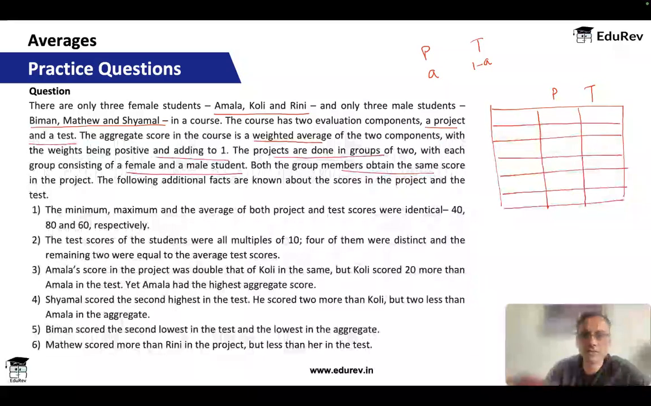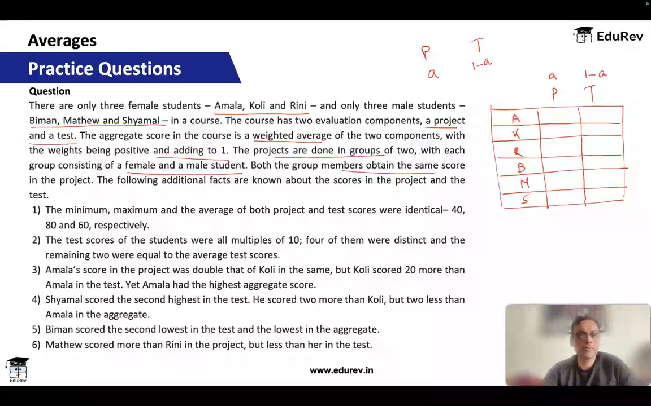First we have the 3 girls, A, K and R. Then we have the 3 boys, B, M and S. Okay. And remember, each project, each pair is a boy and a girl. Also the weight for this is A. The weight for this is 1 minus A.